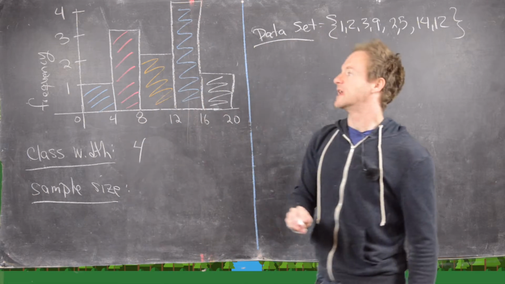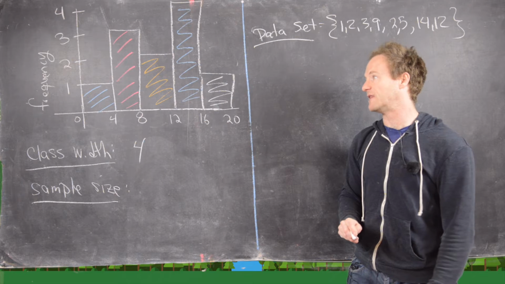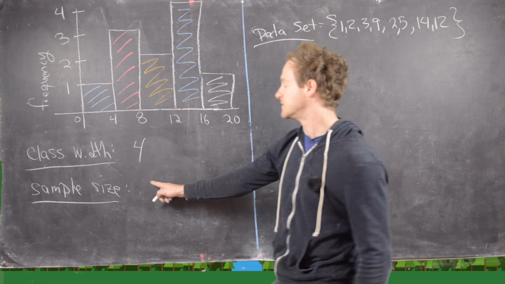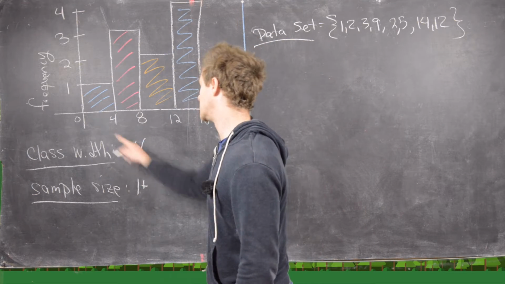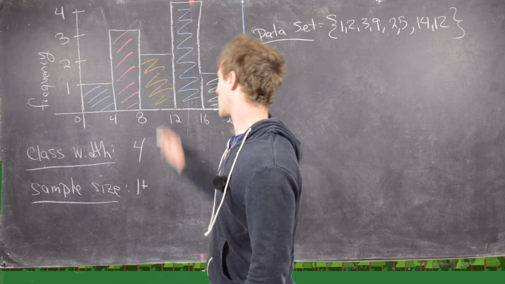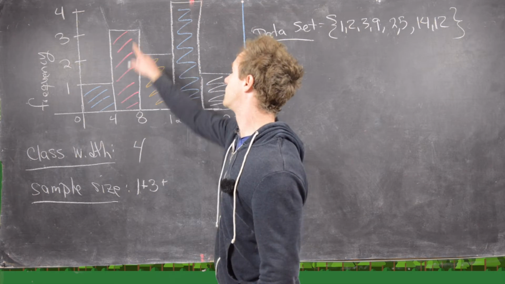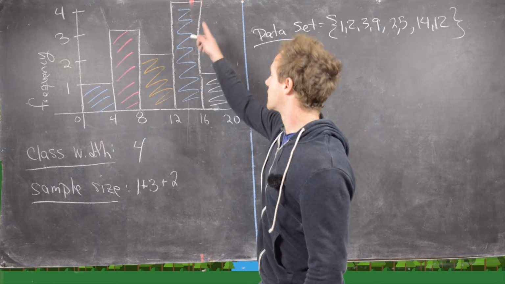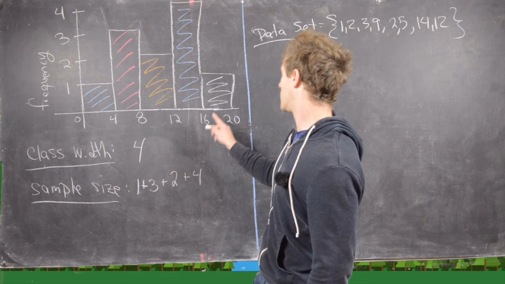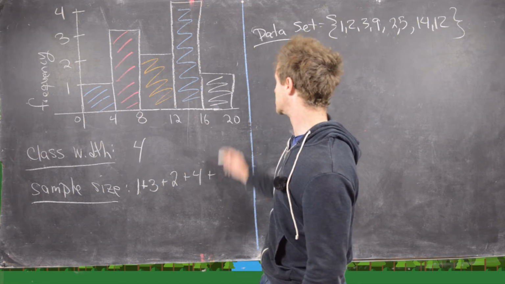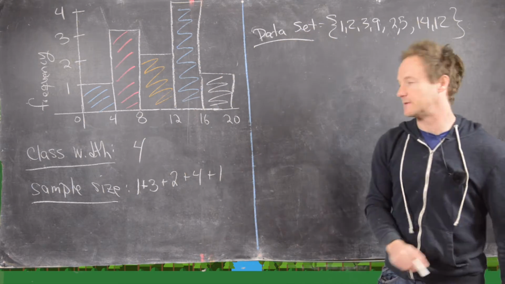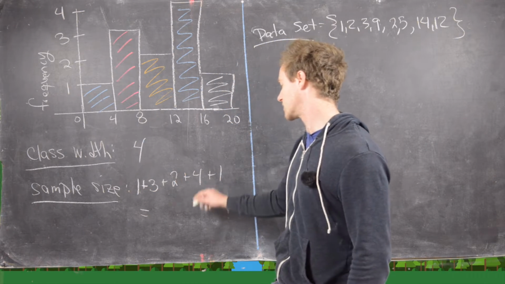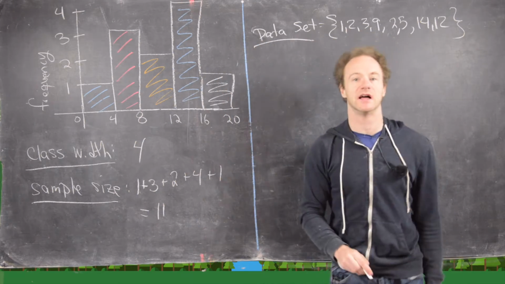Well, what we'll do is we'll look at the frequency in each data set, and that will give us a tool to calculate this sample size. So notice there's one portion of the data set between 0 and 4. There are 3 members of the data set between 4 and 8. There are 2 between 8 and 12. There are 4 between 12 and 16. And finally, there is 1 between 16 and 20. So the sample size here is 1 plus 3 is 4, plus 2 is 6, plus 4 is 10. So the sample size is 11.